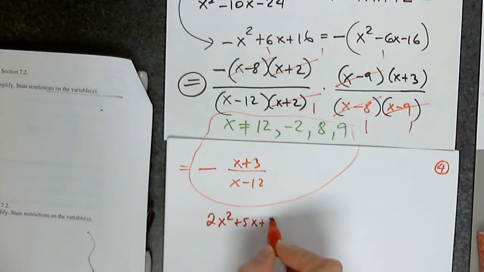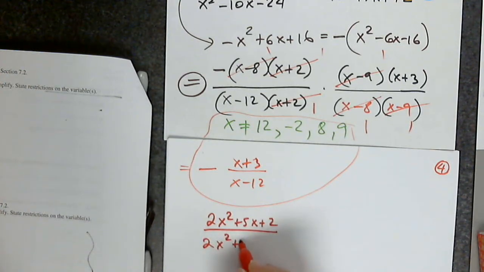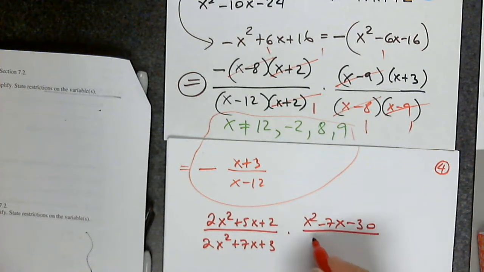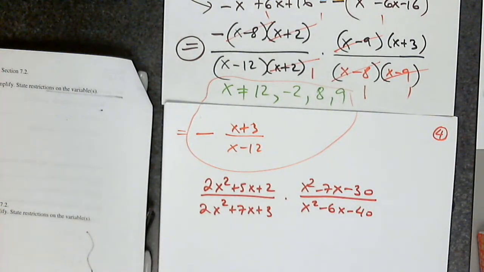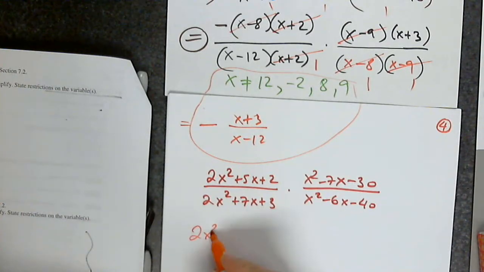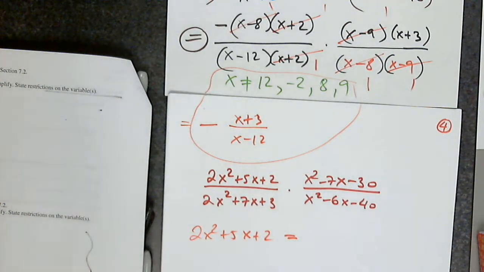2x squared plus 5x plus 2 over 2x squared plus 7x plus 3 times x squared minus 7x minus 30 over x squared minus 6x minus 40. They are all in the correct order, but two of those are much more involving, more work required for them. Which two of those four? Right. Why? Leading coefficient is not 1. So let's take them aside because these two will not require too much energy, but these two will. So let's take 2x squared plus 5x plus 2 and figure out what to do with it first.